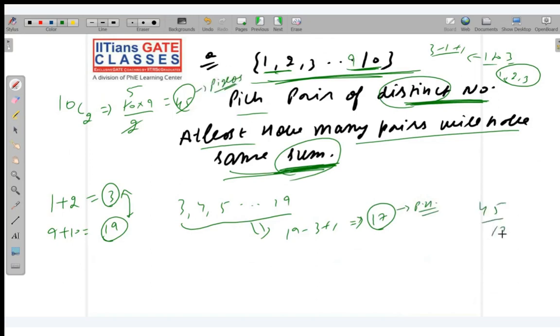So what will be your answer? 45 divided by 17, ceiling function. So it will be 3. Okay, and I have done it by the pigeonhole principle. You can do it by common sense also.